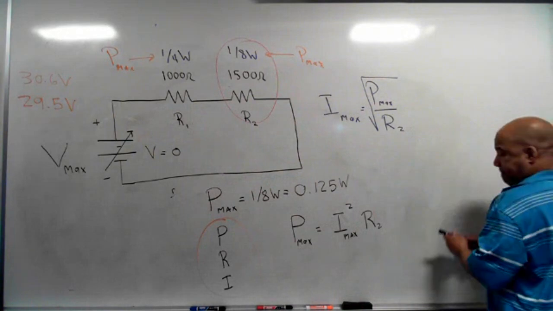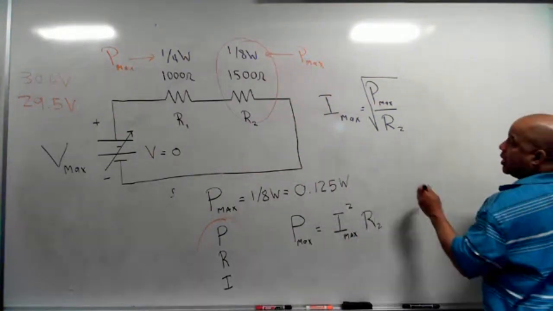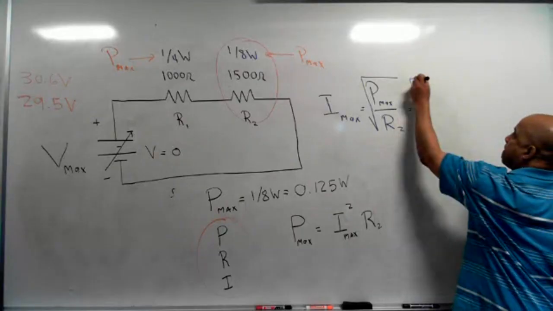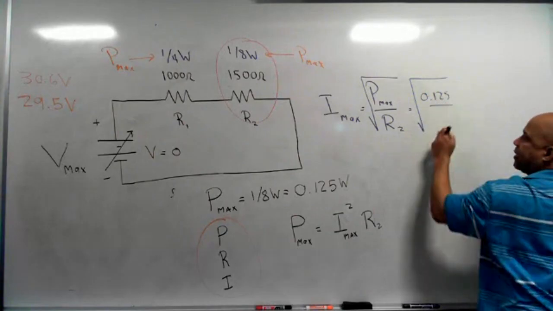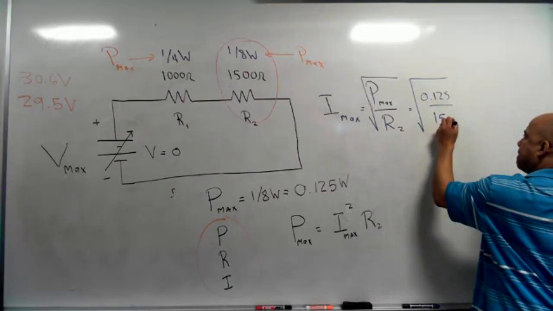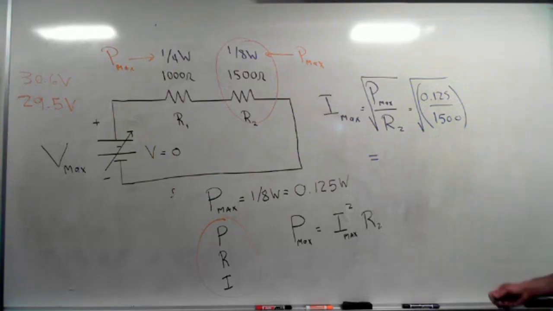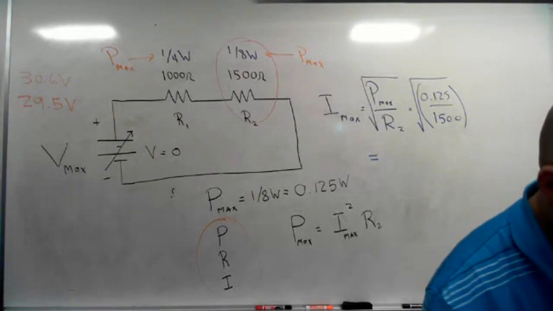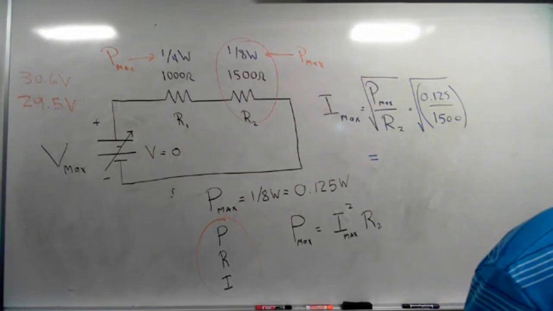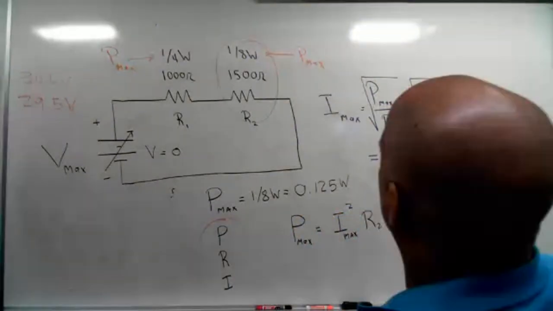This will be, I don't really use this blue a lot, I'll use the blue tonight. This will be the square root of 0.125 divided by R2, which is 1500. So that gives me a current for I max. What does that evaluate to? Nine milliamps? All right.